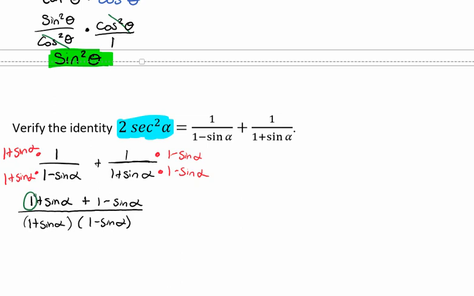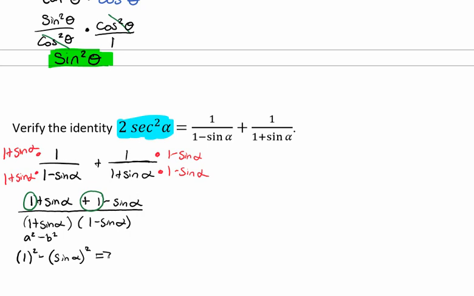From here, we can add our 1's together. And on the bottom, you might notice that we have matching opposites, or conjugates. So if we have conjugates, we can take our a squared minus our b squared to make this a little bit easier. So here our a value is the 1, and our b value is the sine of alpha. And so this is going to turn into 1 minus the sine squared of alpha.